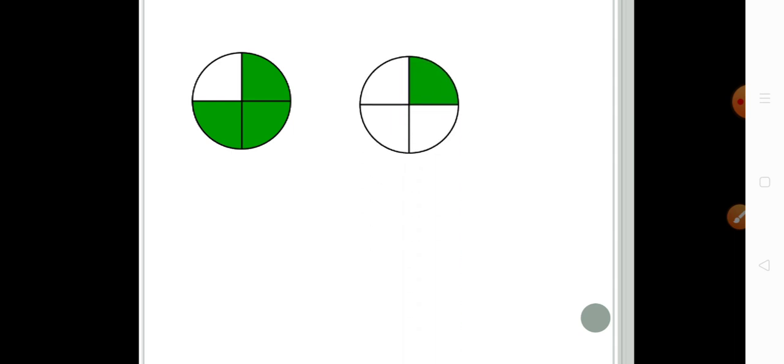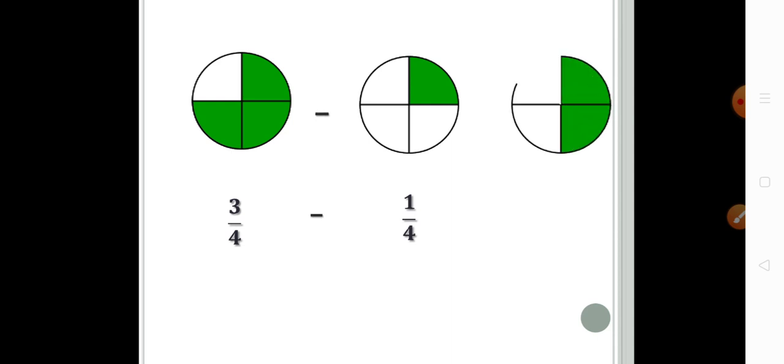This represents 3/4, and I have to subtract 1/4 from this fraction. The remainder will be 2/4. Without models, you can see that the denominators are the same, so you subtract the two numbers on the top.